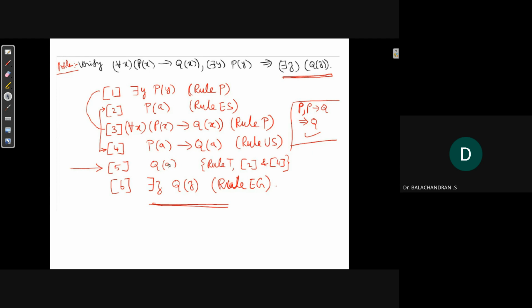So I got Q of a, which is again a combination of what? There exists and every. That's why I'll put what? There exists z, because that is what I need. Yeah, there exists z, Q of z. So from 5 I got this one using rule EG.